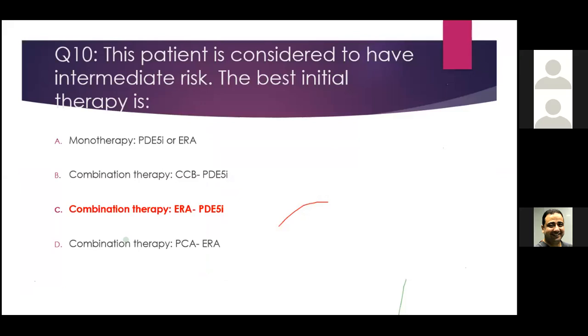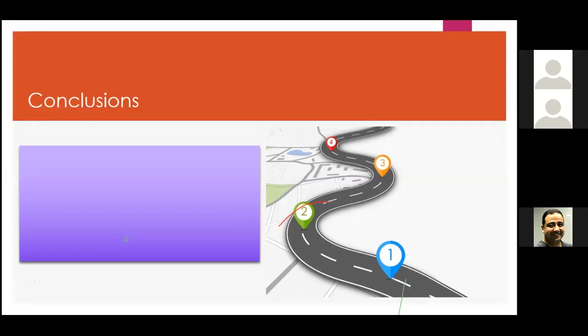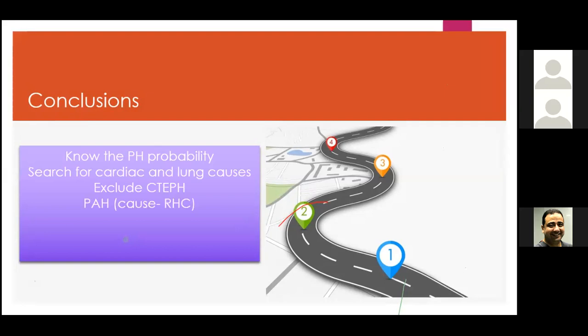So back to the first slide in our presentation. You should know the probability of pulmonary hypertension, and the echo would help. You should search for the cardiac and lung causes. You should exclude CTEPH, it's curable. When you reach a diagnosis of PAH, you should search for the cause and do a right heart cath. Following that, you should risk stratify your patient, and accordingly, you should give a treatment which in most cases should be a combination therapy rather than a monotherapy. And thank you.